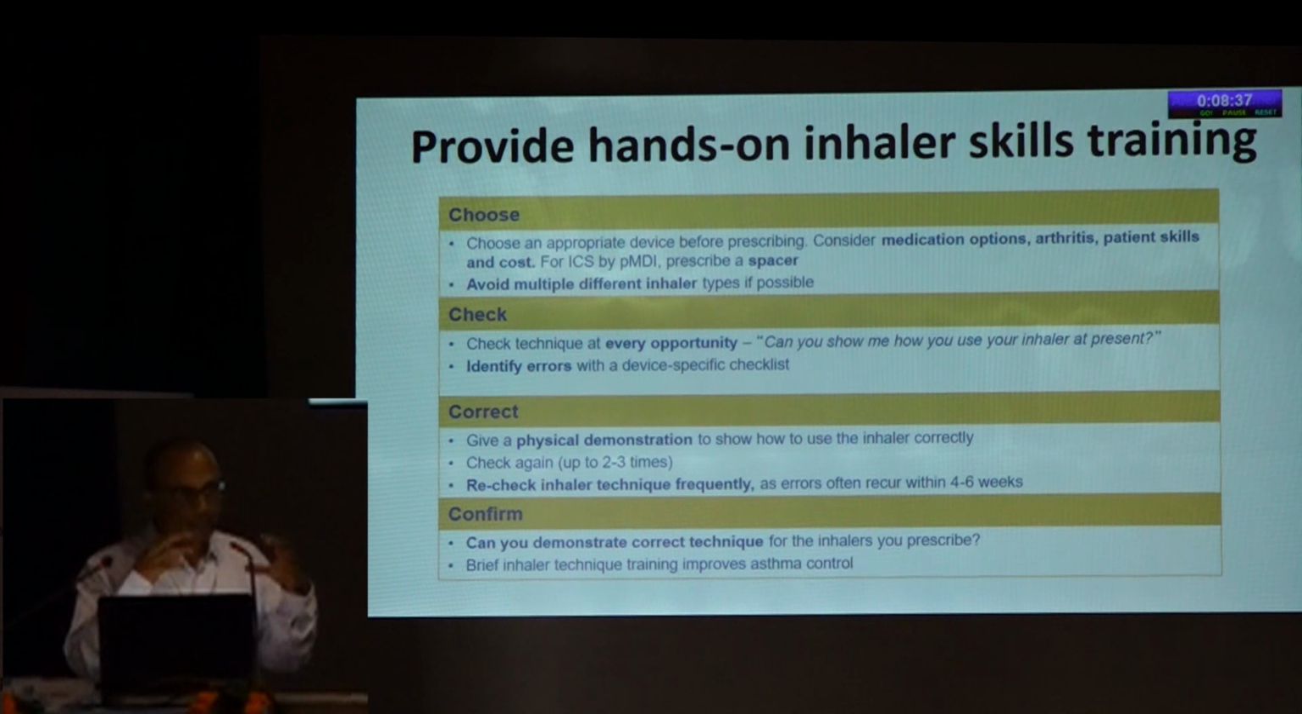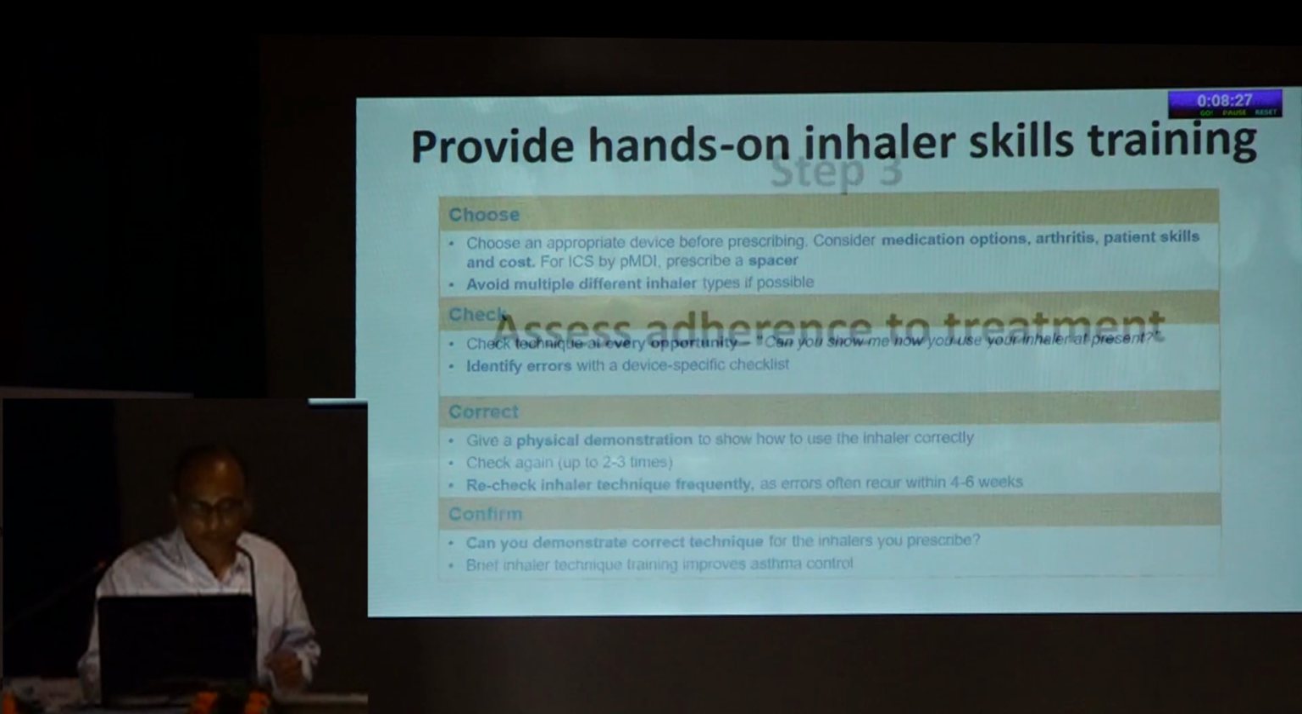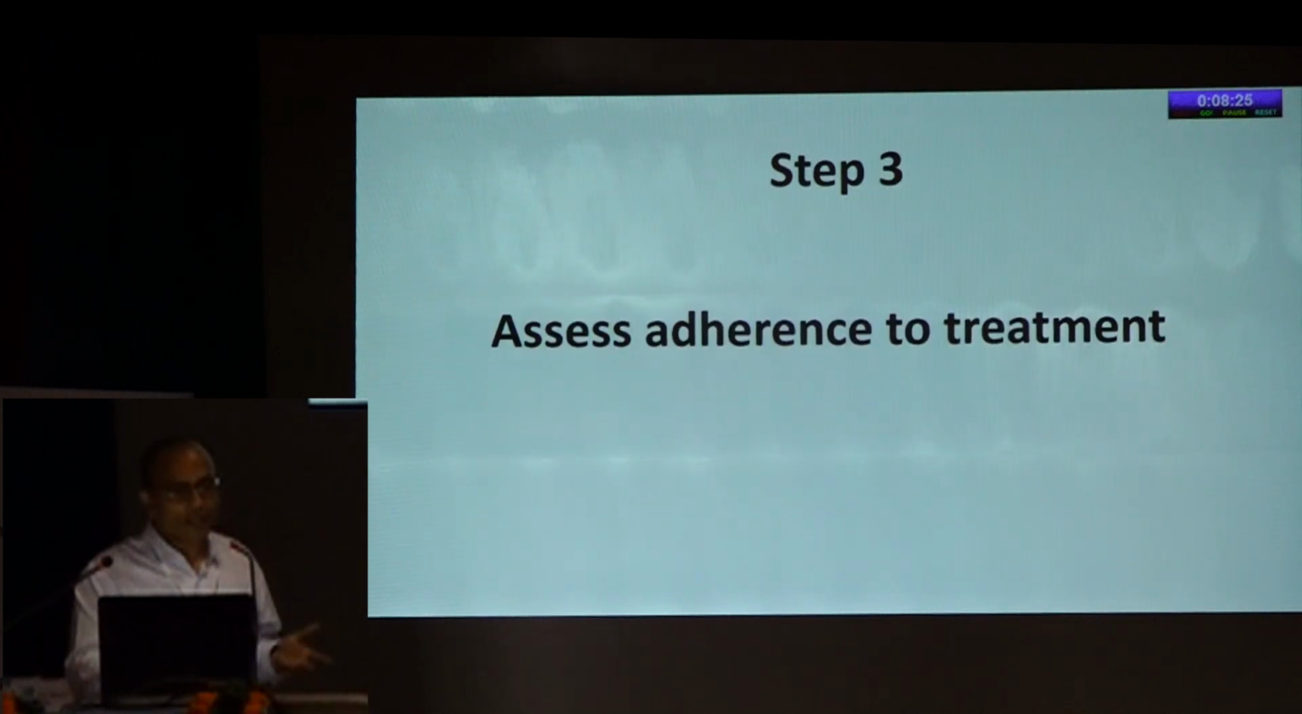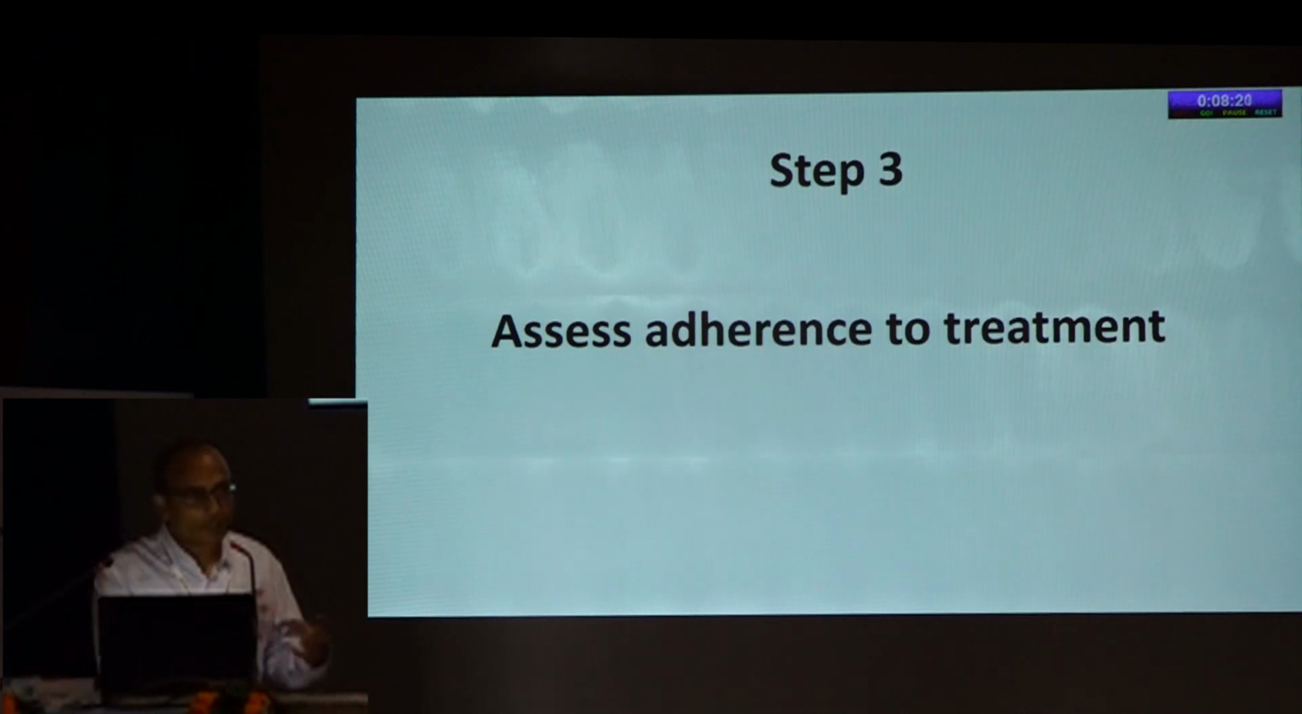So, first let them demonstrate, note down what is wrong, then you demonstrate. If they have understood, now ask them to demonstrate back. Without this cycle, you will always have a problem in appropriate use of these devices. The next step is assess adherence. Now in pediatrics, it ultimately boils down to parents supervising whether the child is appropriately taking it or not.